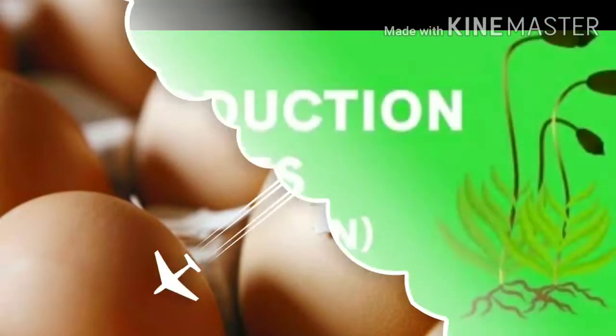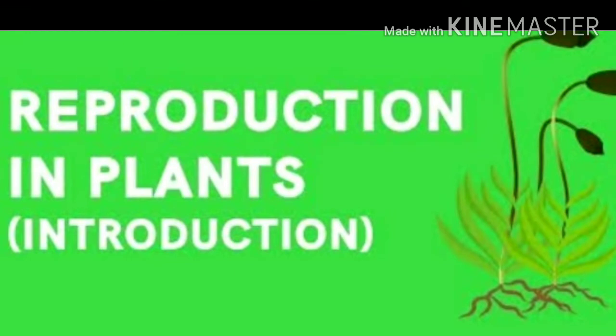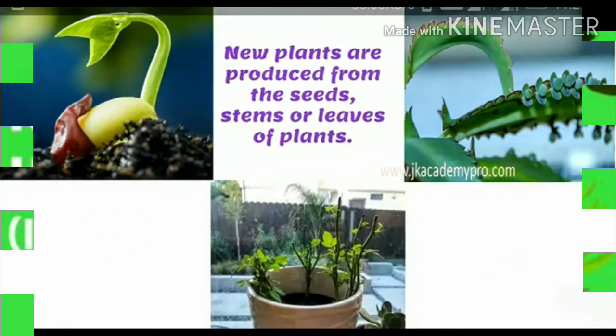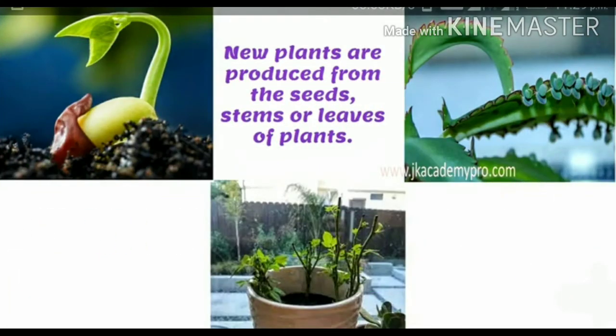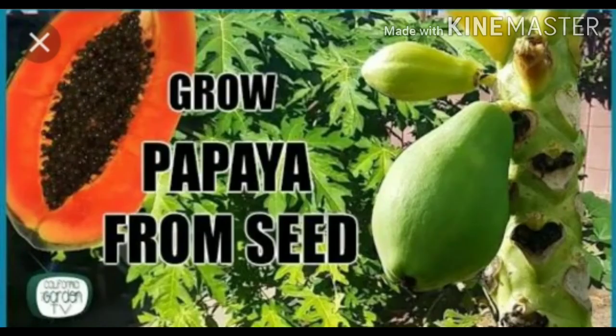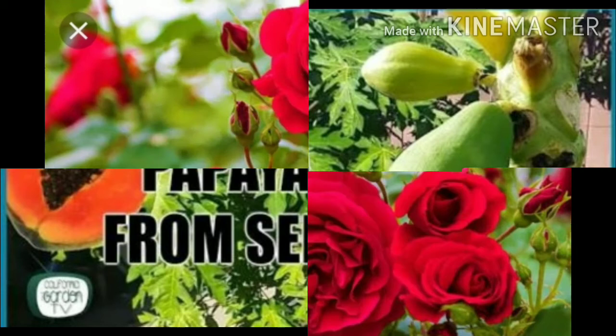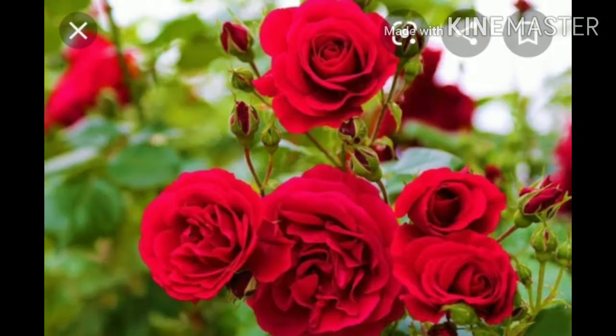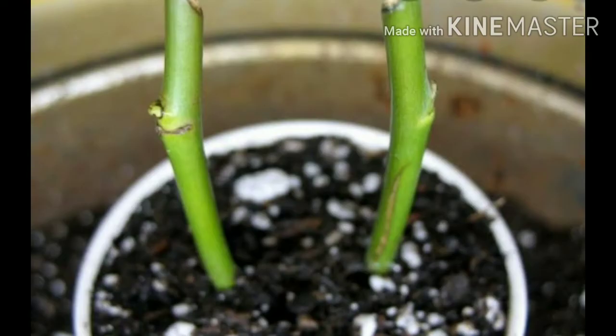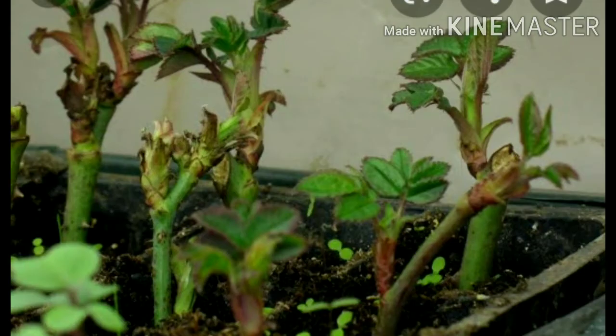Okay, now let's learn reproduction in plants. New plants are produced from the seeds, stems or leaves of plants. For example, papaya plant. For a new papaya plant, we have to sow seeds. But if we take the example of rose plant, the rose plant doesn't have seeds. So you have to put a stem in the soil and that stem will soon grow.